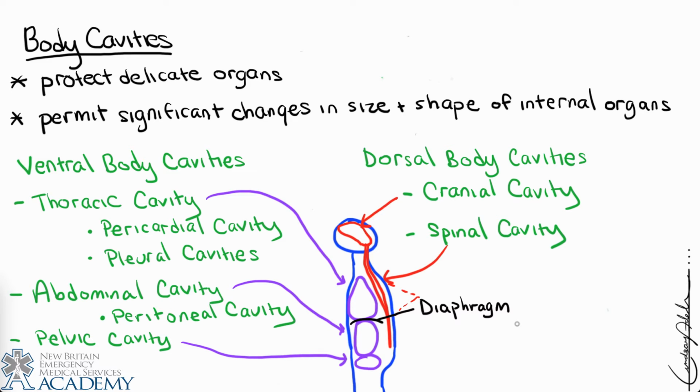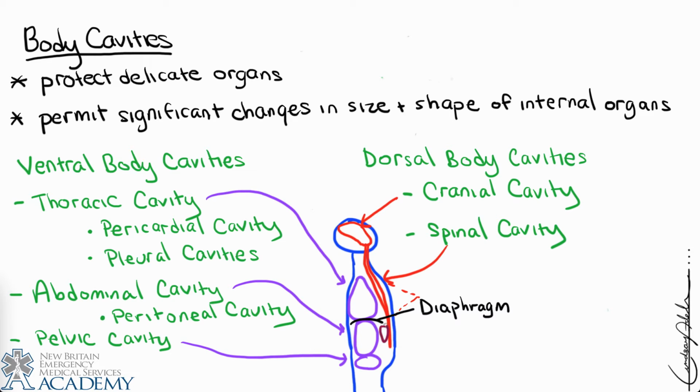The pericardial cavity specifically contains the heart. The pleural cavities, there are two of them, each one contains a lung. And then our abdominal cavity, the peritoneal cavity, contains all of the abdominal organs. So that's going to be things like the large and small intestine and the stomach, the liver, the gallbladder. So those are the basic ones that I want to talk about for now.